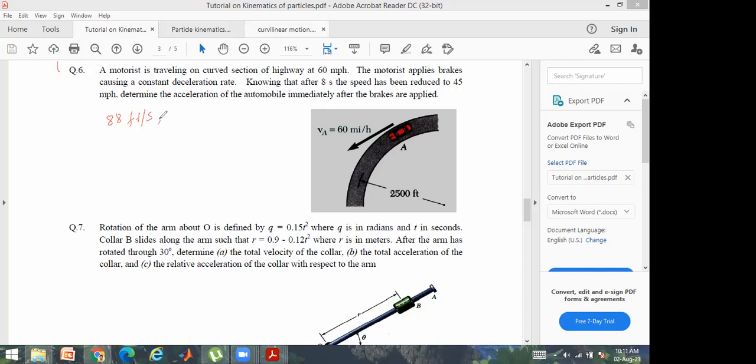The brakes cause a constant deceleration rate. So the motorist applies a brake causing a constant deceleration. That means there is deceleration. Knowing that after 8 seconds, the speed has been reduced to 45 miles per hour. Okay, भनेको 66 feet per second.